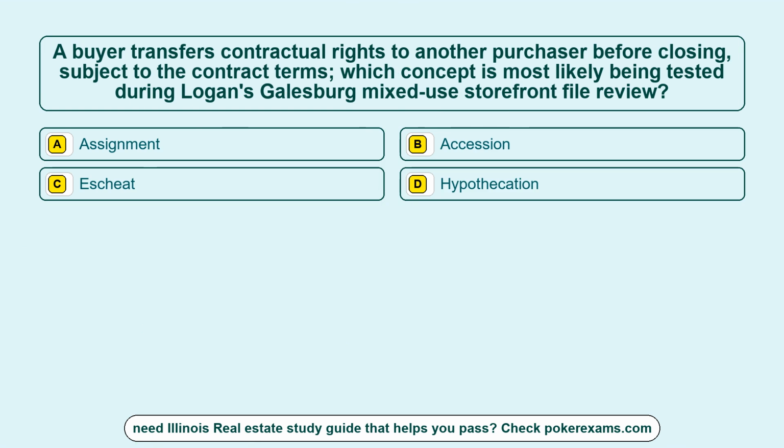Question 21. A buyer transfers contractual rights to another purchaser before closing, subject to the contract terms. Which concept is most likely being tested during Logan's Galesburg mixed-use storefront file review? Option A, assignment. Option B, accession. Option C, escheat. Option D, hypothecation.